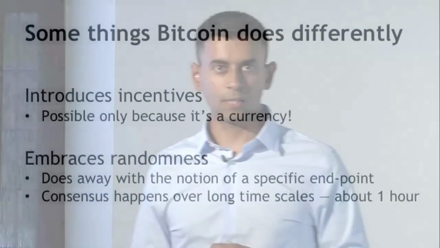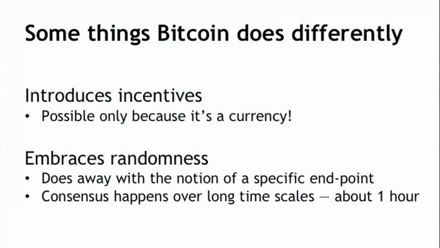Well, first of all, it introduces the idea of incentives. And this is very different from any previous system for distributed consensus. This is only possible in Bitcoin because it is a currency and you can use that currency to give incentives to the participants for acting honestly. And so Bitcoin doesn't quite solve the distributed consensus problem in a general sense, but it solves it in the context of a currency system.